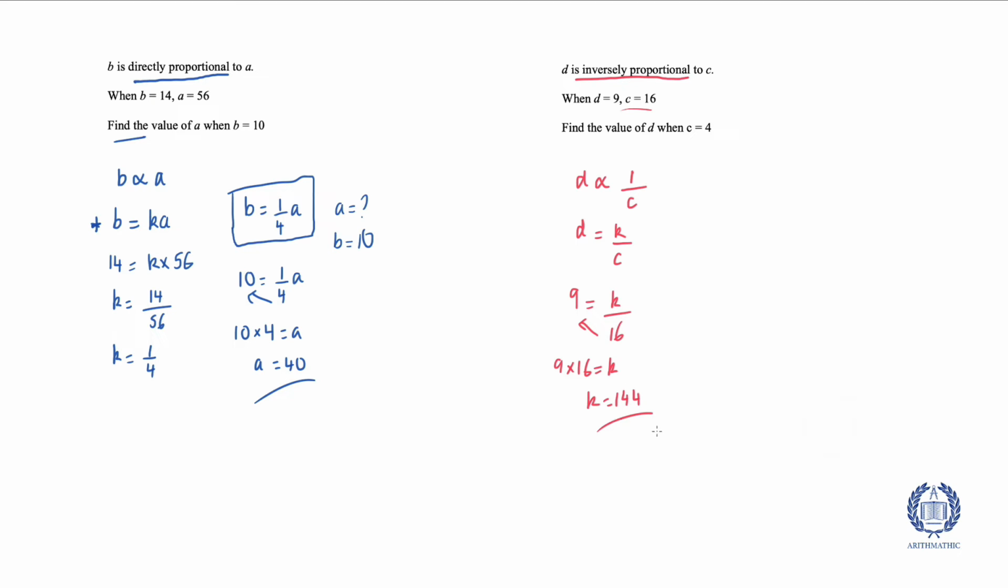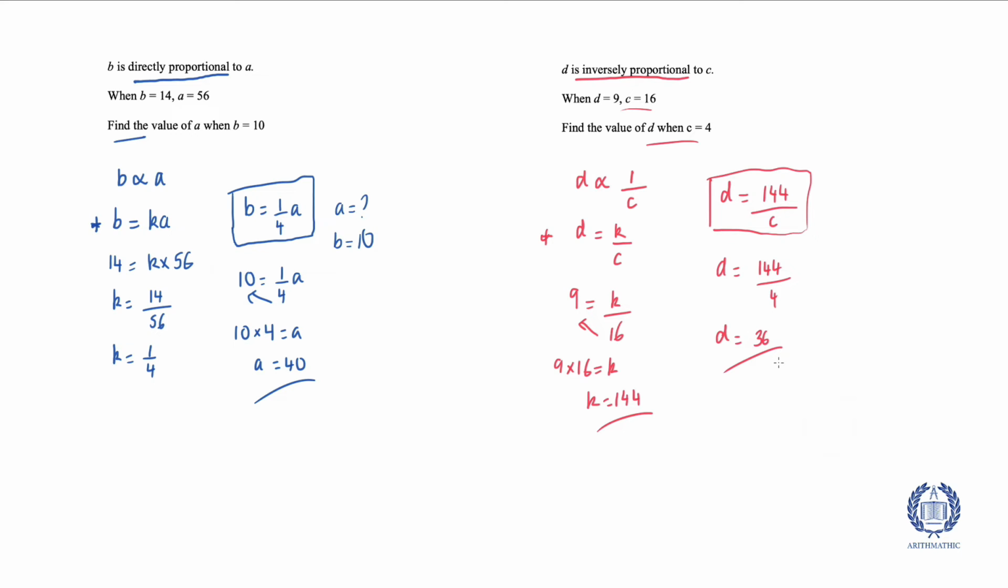So if you remember, once we found K, we're going to put it back into this equation. So we can rewrite this as D equals, instead of K, 144 over C, right? So this is the equation that I have. Now we can use the next line: find the value of D when C equals 4. So D is equal to 144 divided by your value of C, which is 4. So if you do 144 divided by 4, D is equal to 36, and that is your answer.